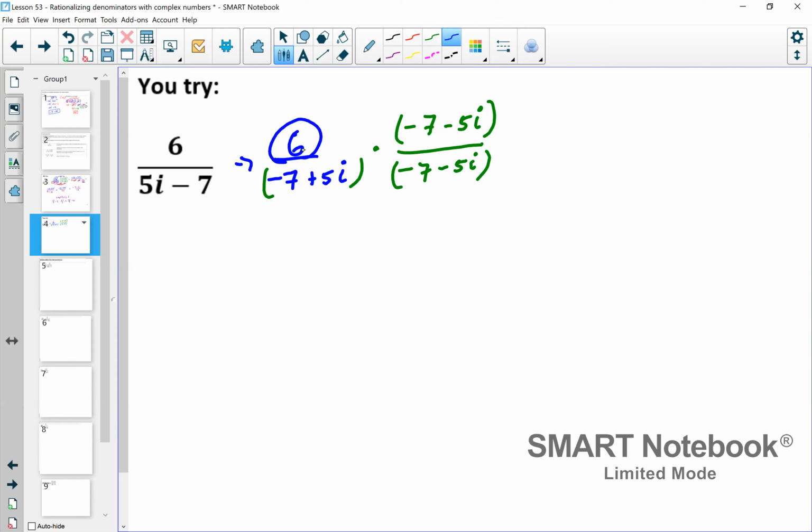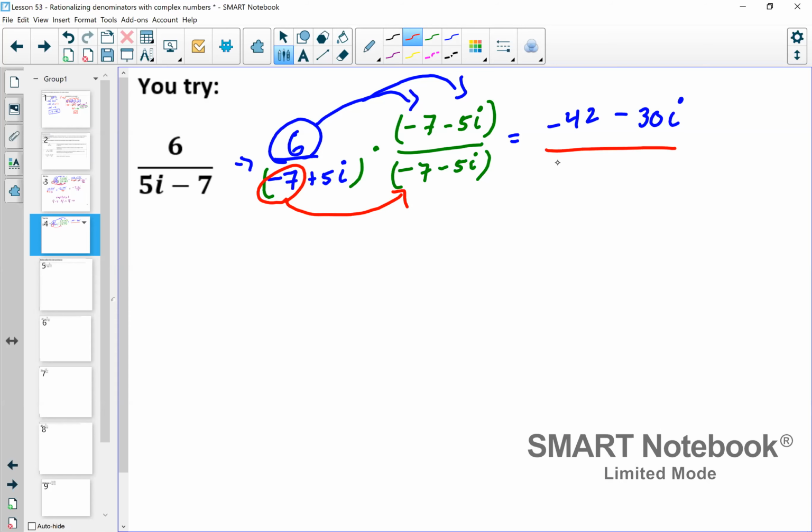Distribute and multiply the top. So 6 times -7, which is our -42. And 6 times -5, which is our -30i. Moving on to the denominator, we're multiplying and distributing again. So -7 times -7 is a 49. And -7 times -5, which is going to be a positive, guess what? A positive 35i.